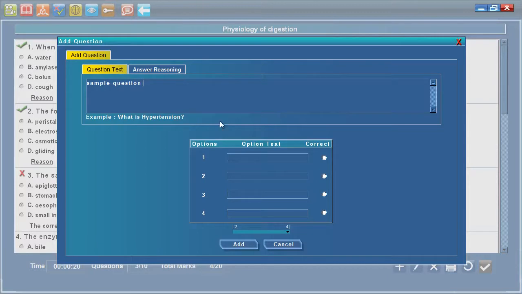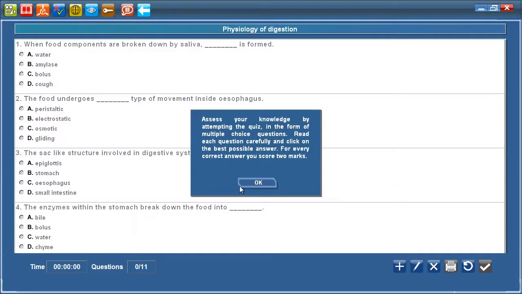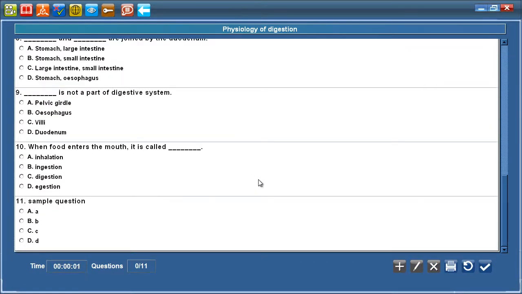I can write A, B, I can write the options, and suppose I select B as my correct answer and I add it. As I added, I can see at the end I have a new question, which is the sample question which I just added at number 11. Similarly, we have given a facility of editing the question, deleting the question, printing the entire set of questions, and resetting the questions.